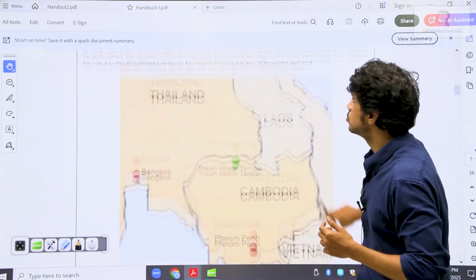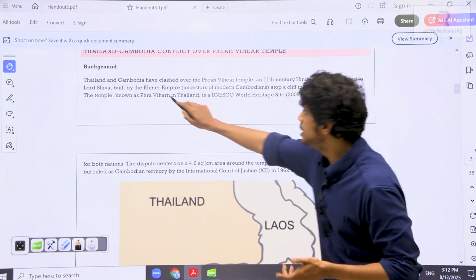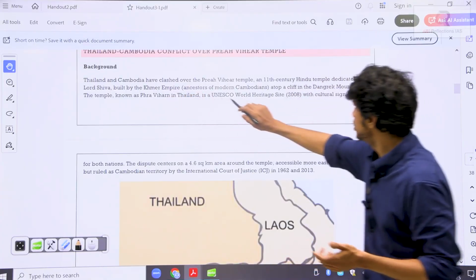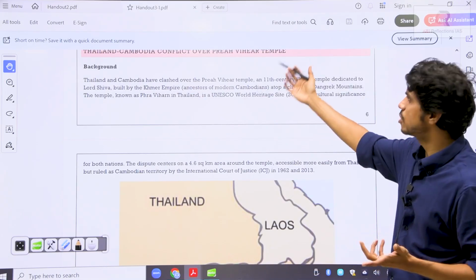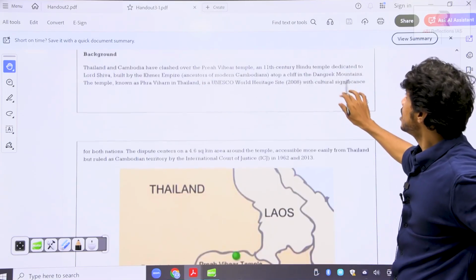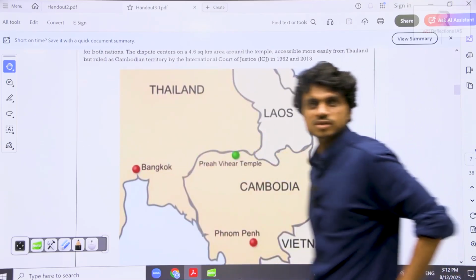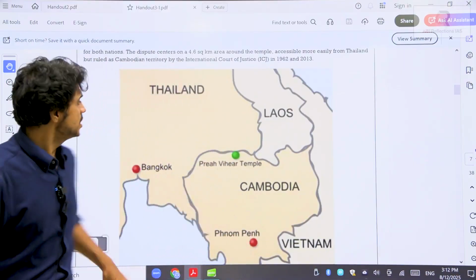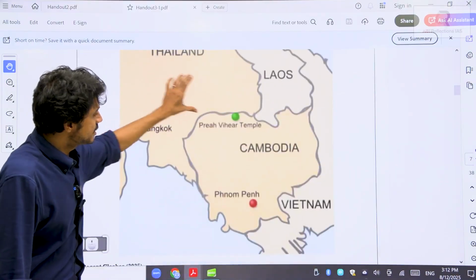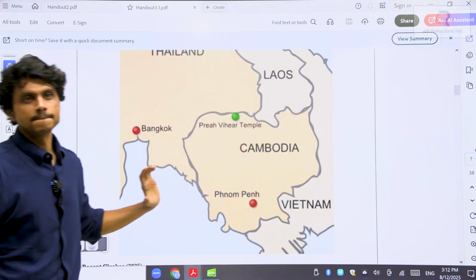See here, so just have an idea. Built by the Khmer Empire. This is called Khmer architecture. Khmer or Kher architecture, call it either way. An 11th century Hindu temple. This area is called the Dangrek Mountains. You have the Dangrek Mountains. So basically the temple was recognized as a site of Cambodia.